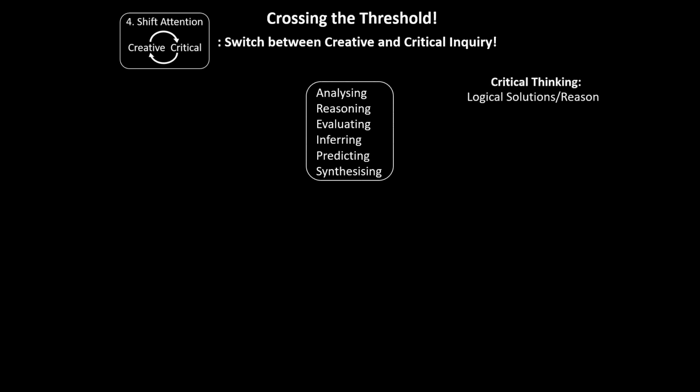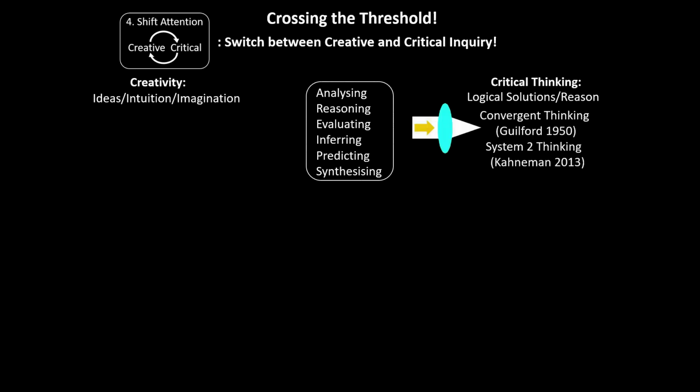So critical thinking concerns logical solutions, reasons, and creativity concerns idea, intuition, and imagination. And if we look at the history of critical thinking, it was initially called convergent thinking by Guilford in 1950, where we draw conclusions from knowledge available to us at the time, symbolized by the convex lens there. In a more modern context, Kahneman has identified this as system 2 thinking in his book Thinking, Fast and Slow.